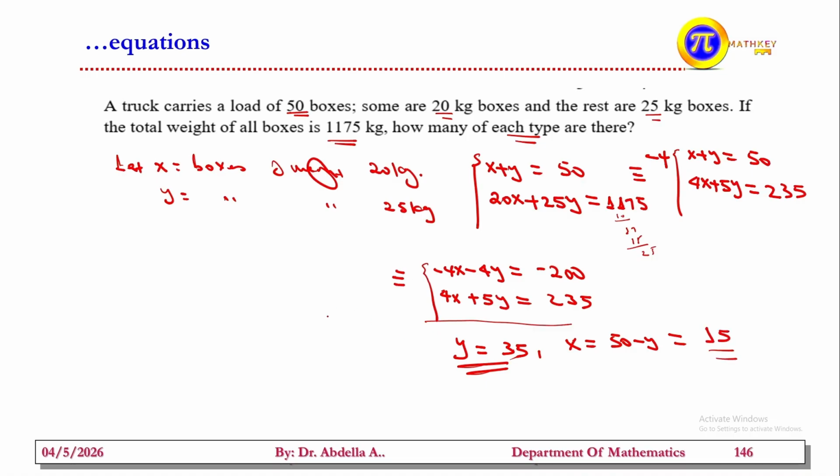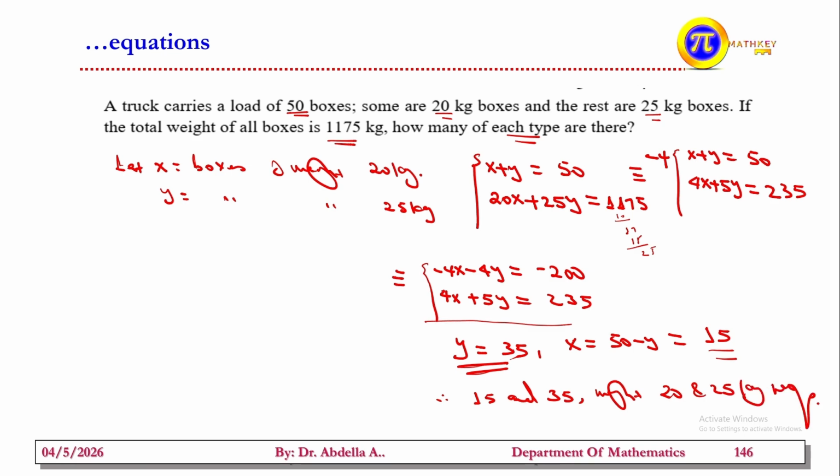Therefore the number of boxes which weigh 20 kilogram is 15. The number of boxes which weigh 25 kilogram is 35. Therefore each type are 15 and 35 respectively, weighing 20 and 25 kilogram.